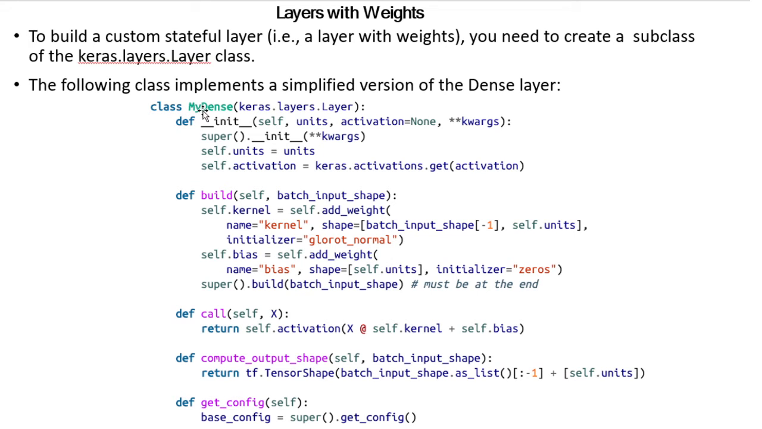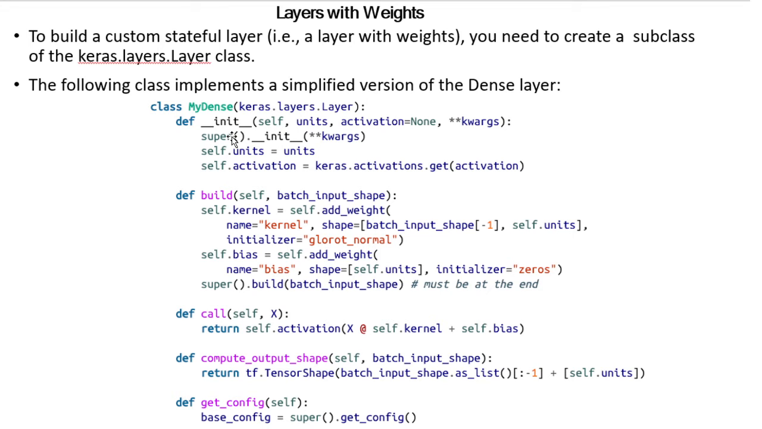The class name is MyDense here, and we know that we are creating a subclass of the keras.layers.Layer class. The first method is the initialization, that's a constructor. This takes all the hyperparameters as the arguments, such as units, which is nothing but neurons, activation, and keyword arguments. And self is always part of the methods.